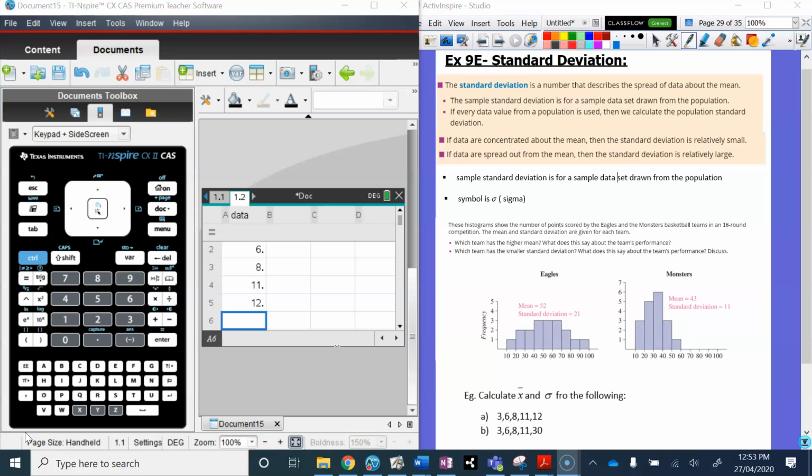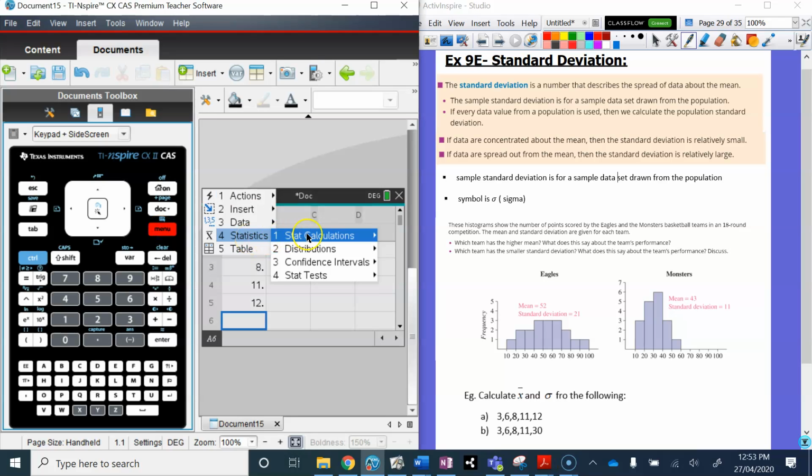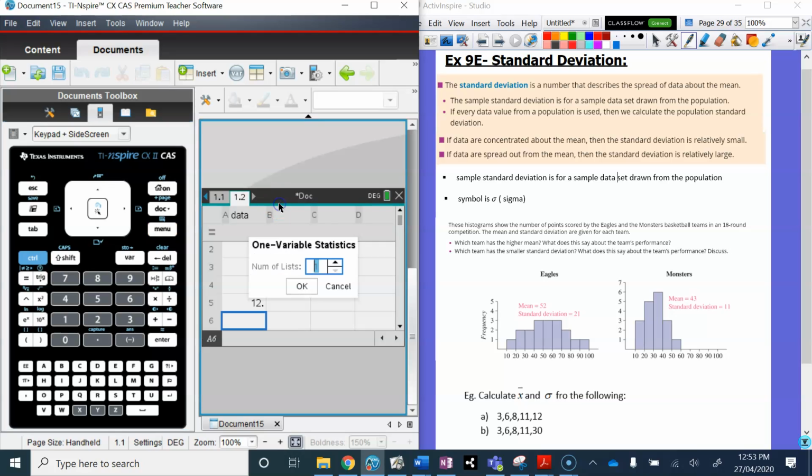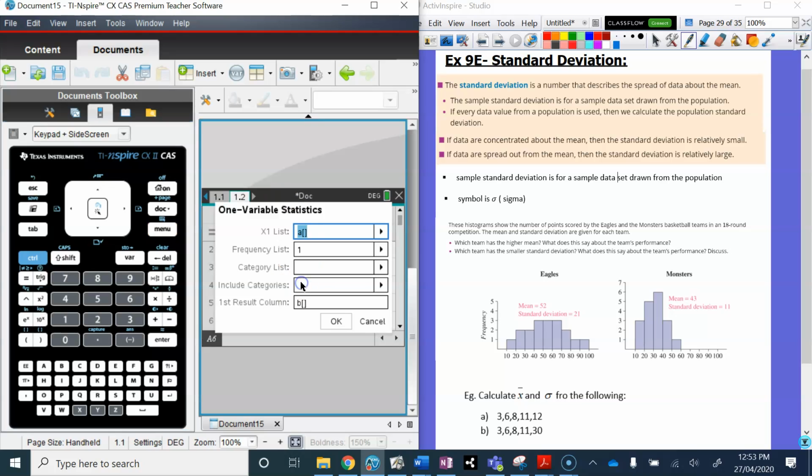So the standard deviation is a number, similar to the interquartile range and the range, and we can calculate that again on our calculator with the same stat calculations that we've been using so far. You can see on the calculator there I've entered the 5 pieces of data in example A, so 3, 6, 8, 11 and 12. When I go into the menu, choose statistics, stat calculations, one variable statistic, and OK.